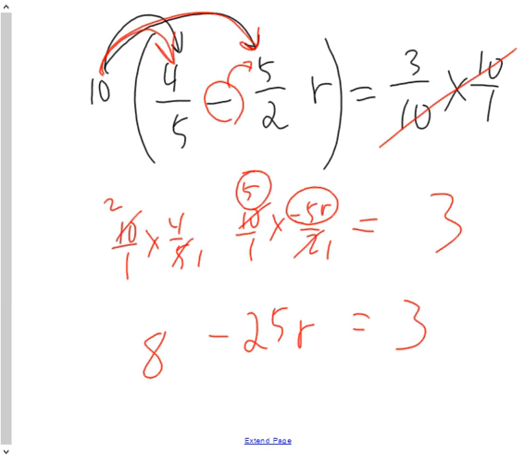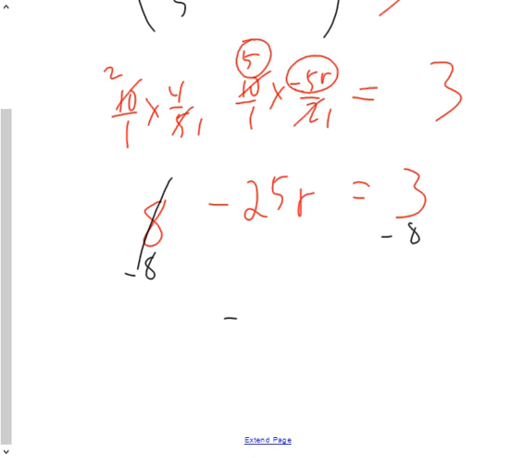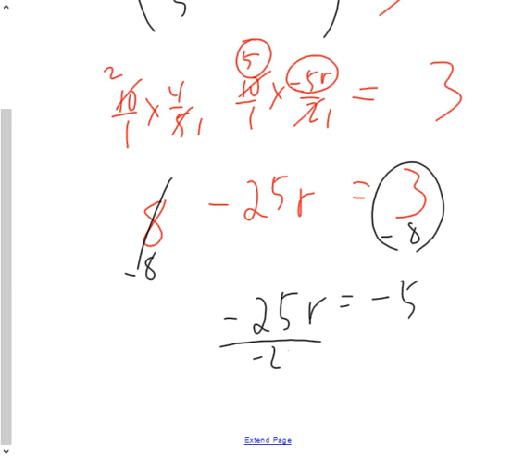Get rid of my constant by subtracting 8 from both sides. You get negative 25r equals negative 5 because the sum of 3 and negative 8 is going to be negative 5. Divide both sides by your coefficient. And the r will equal negative 1 over 5.